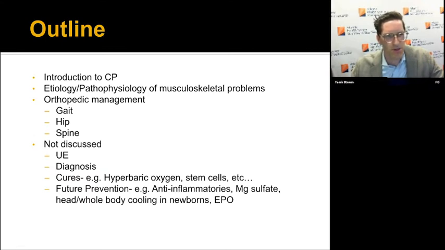Some of the other issues that come about when discussing CP that I will not discuss, for sake of time and the scope of the talk, include the upper extremity, the diagnosis of CP in infants and toddlers, as well as some of the cures developed by the private industry, some of the future preventative strategies, as well as other technologies that are evolving, such as robotics.